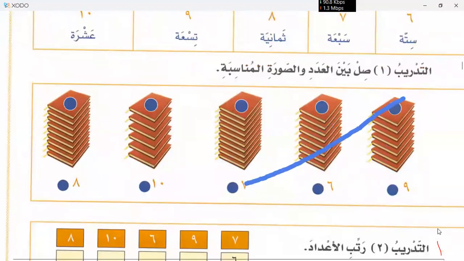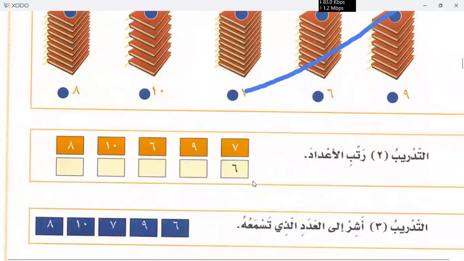Join the number and the appropriate picture. Okay, so you will just count the books and then you will draw lines to join them.